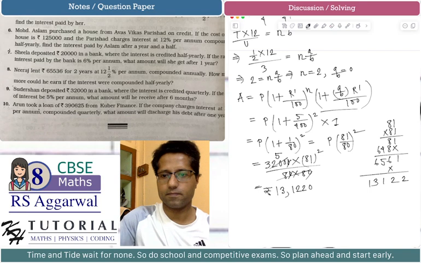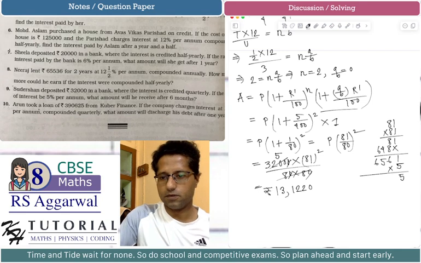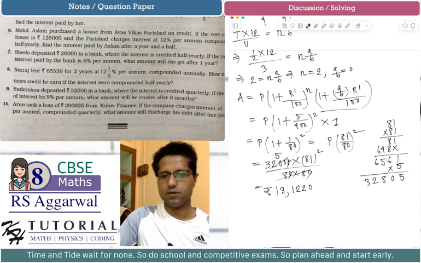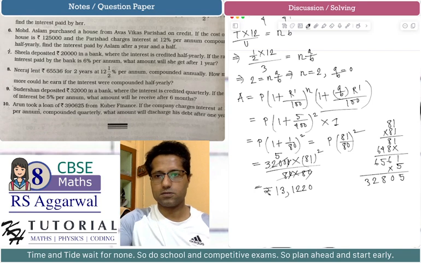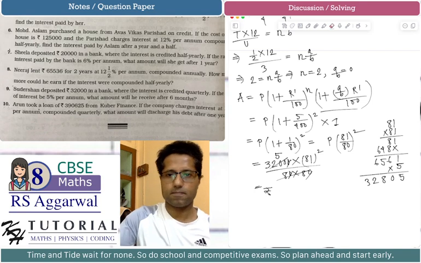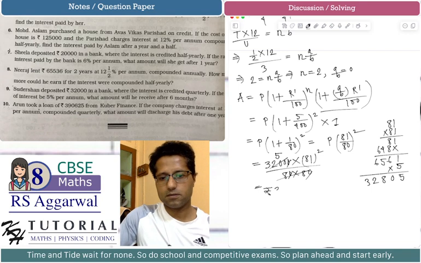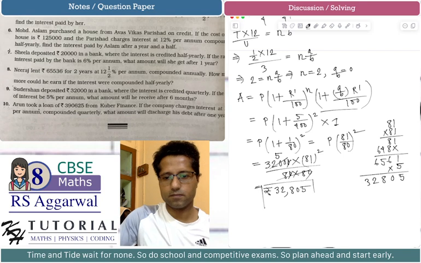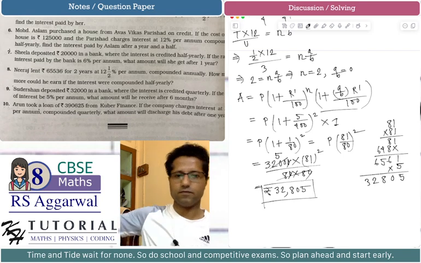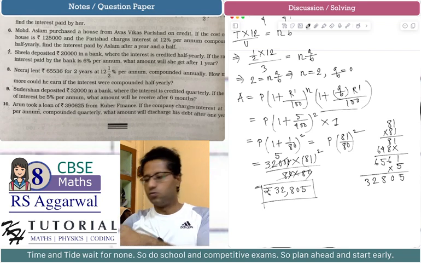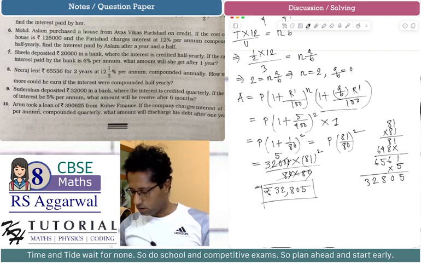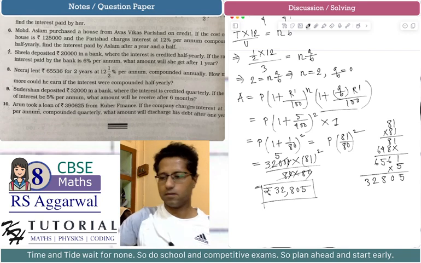So the amount is 32,805. 32,805 is the amount that Sudarshan will receive after 6 months. 32,805 is the correct answer. Okay.